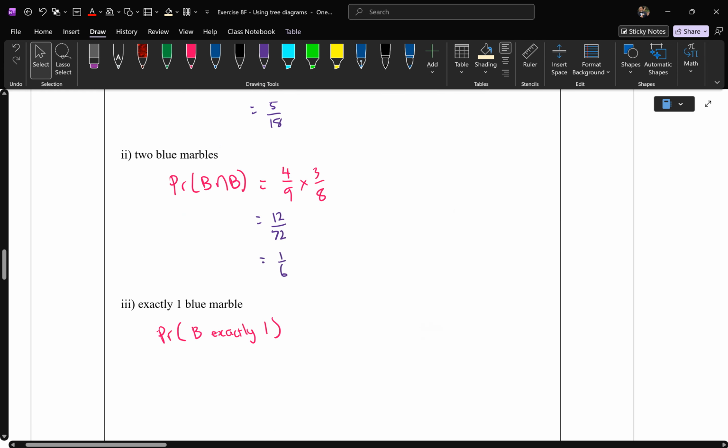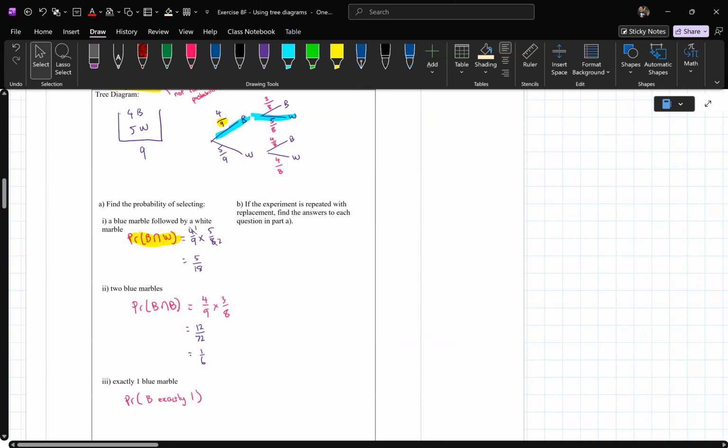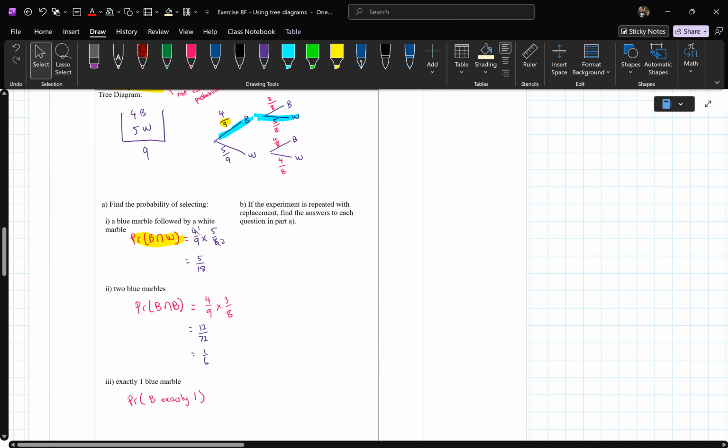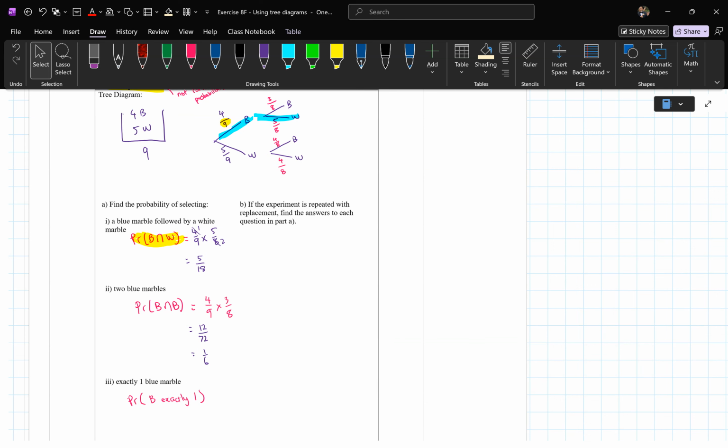All right, we're up to number 3, exactly 1 blue marble. So let's have a look at our tree diagram. To get exactly 1 blue marble, which options can you see? Can I please have Sean?